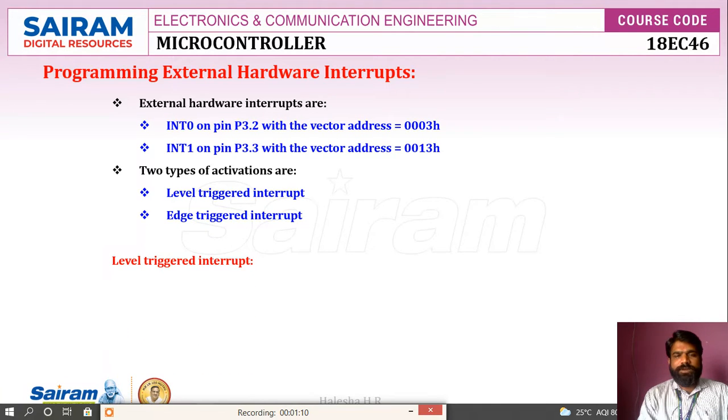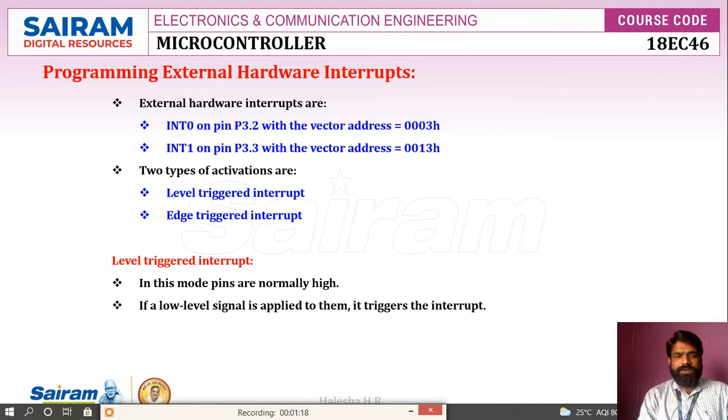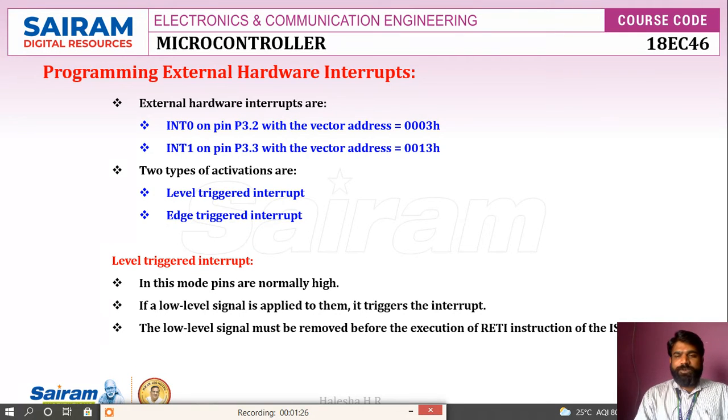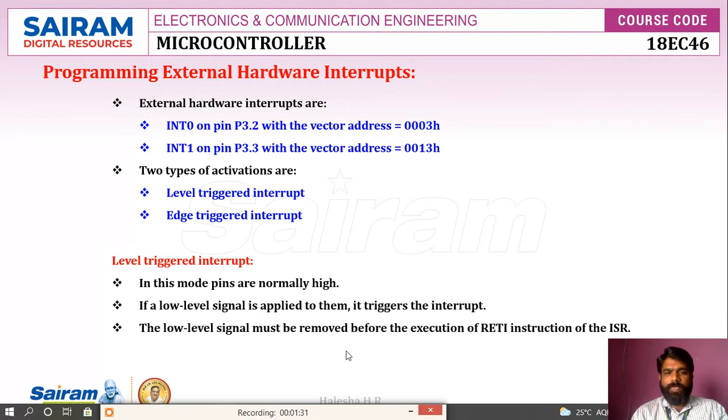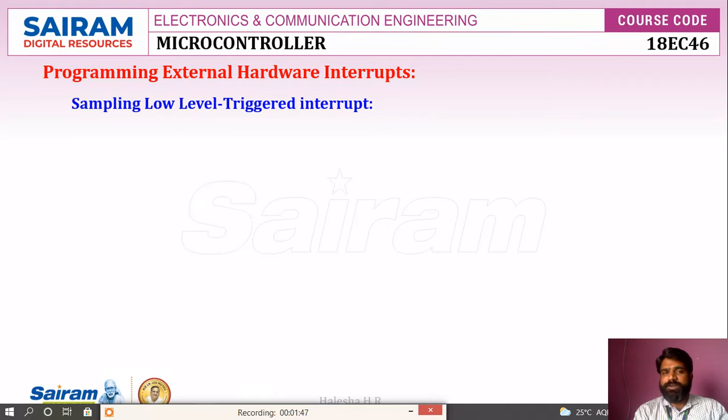Level triggered, in the sense, in this mode the pins are normally high. Initially the pins are all high. Whenever a low signal is detected, if a low signal is applied to them, it triggers the interrupt. That means the low level signal must be removed. Whenever the low level signal occurs, an interrupt occurs. So that should be removed before the execution of the RETI instruction of the ISR. Otherwise, again and again the interrupt is going to occur. So this is level triggered. Otherwise, another interrupt will be generated.